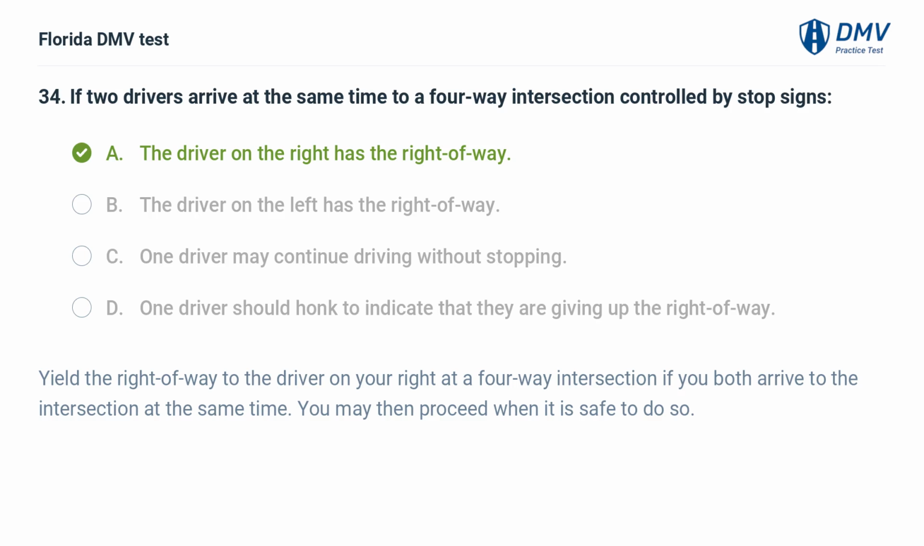A. The driver on the right has the right of way. Yield the right of way to the driver on your right at a four-way intersection if you both arrive at the intersection at the same time. You may then proceed when it is safe to do so.